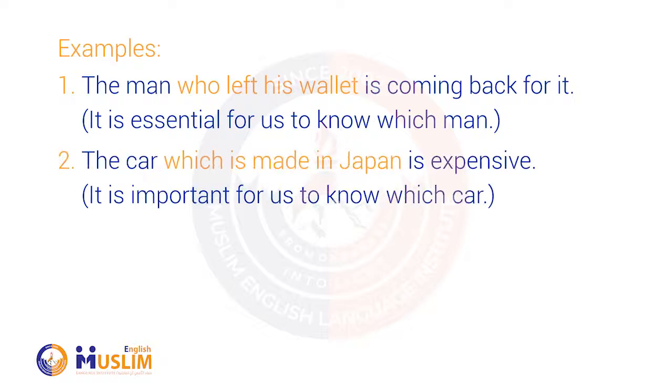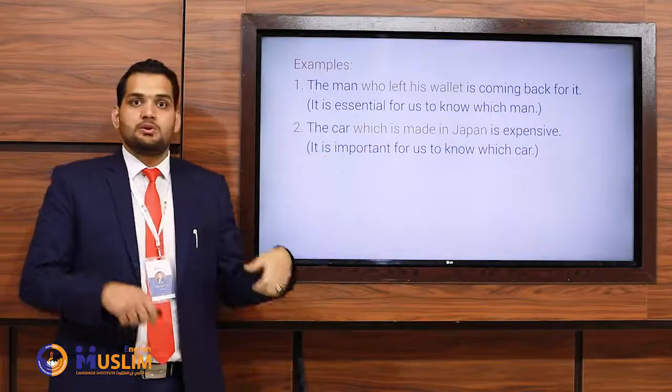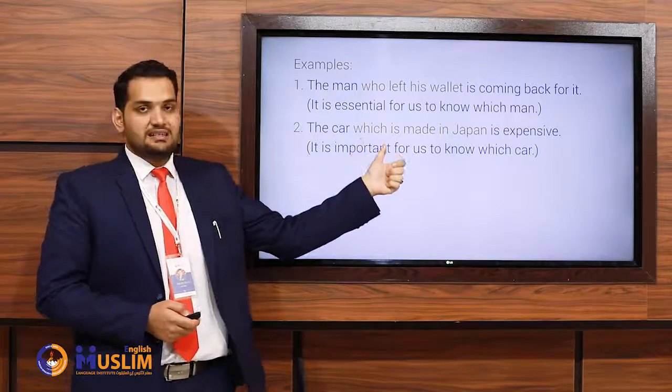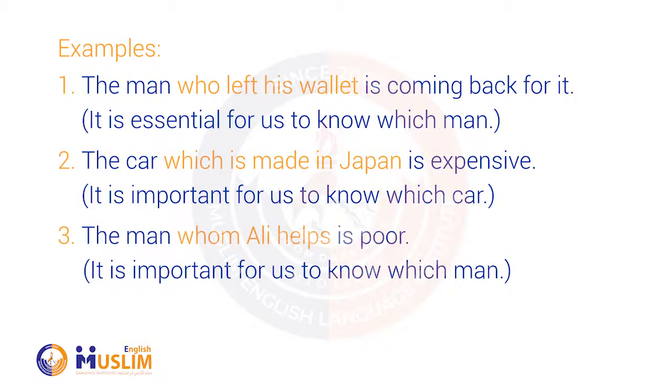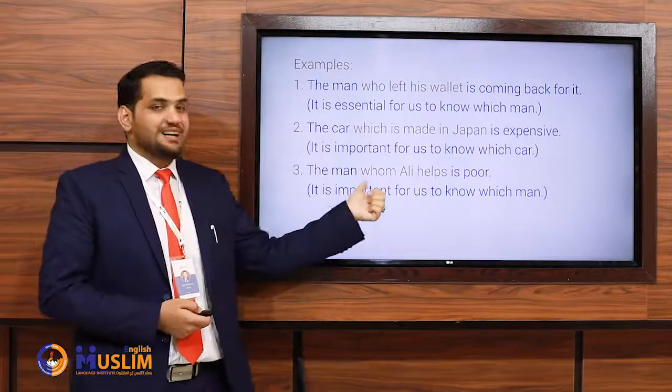Number two, the car which is made in Japan is expensive. It is important for us to know which car. The car which is made in Japan. Number three, the man whom Ali helps is poor. Which man? The man whom Ali helps.